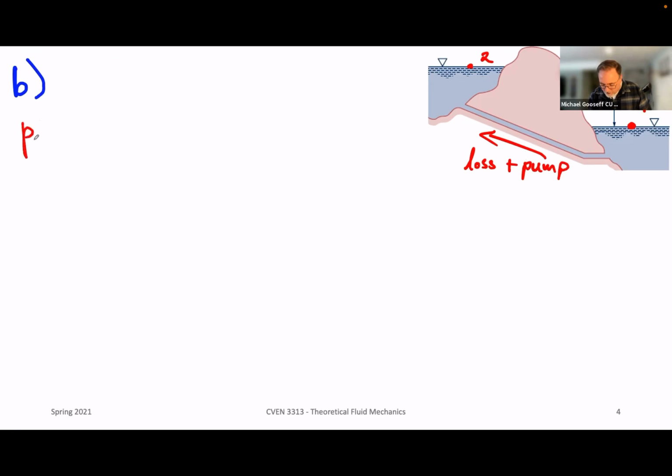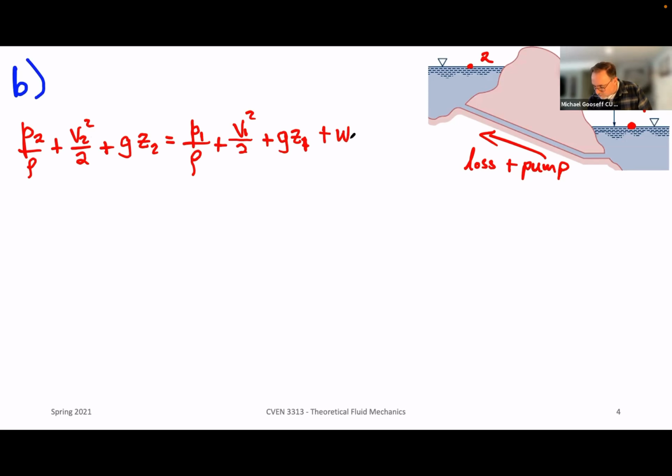All right, so I'm going to change these instead of out. Let's just convert these to 1s and 2s. P2 over rho plus V2 squared over 2 plus g times Z2 is equal to P1 over rho plus V1 squared over 2 plus g Z1 plus this work, shaft work, that's a lowercase w, and we're calling that a net inflow if it's positive, and then minus our loss, right?